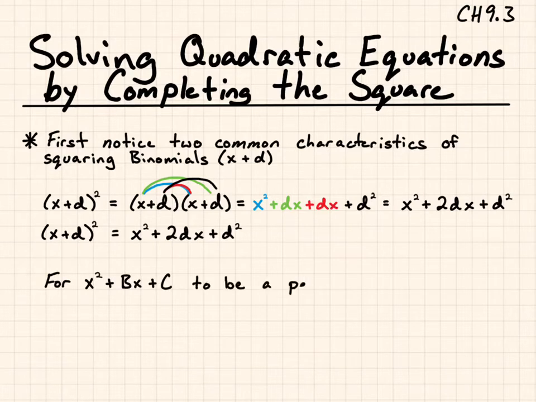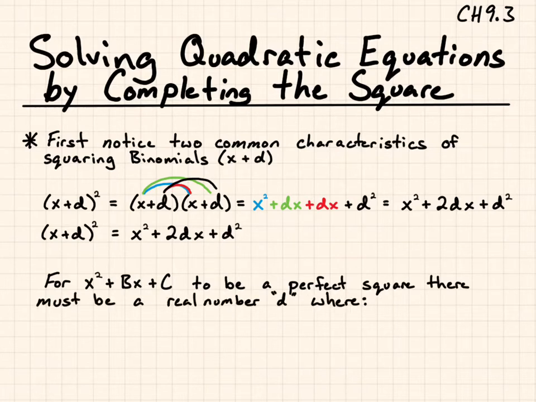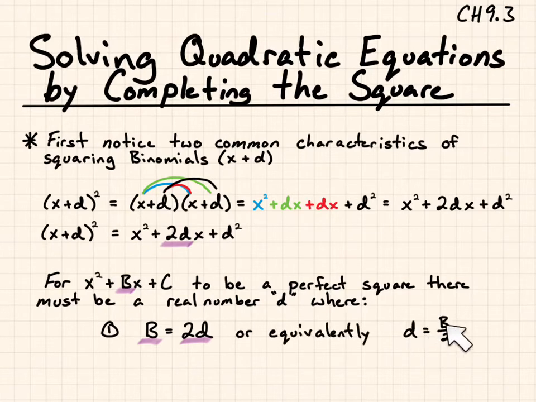And for this form that we're used to, ax squared plus bx plus c, where in this case a is 1, for this to be a perfect square, there must be a real number d, this d that we've been talking about, where we have two common characteristics. One being that b is going to be equal to 2 times d. There's a number that satisfies this, or equivalently, d is going to be b divided by 2.